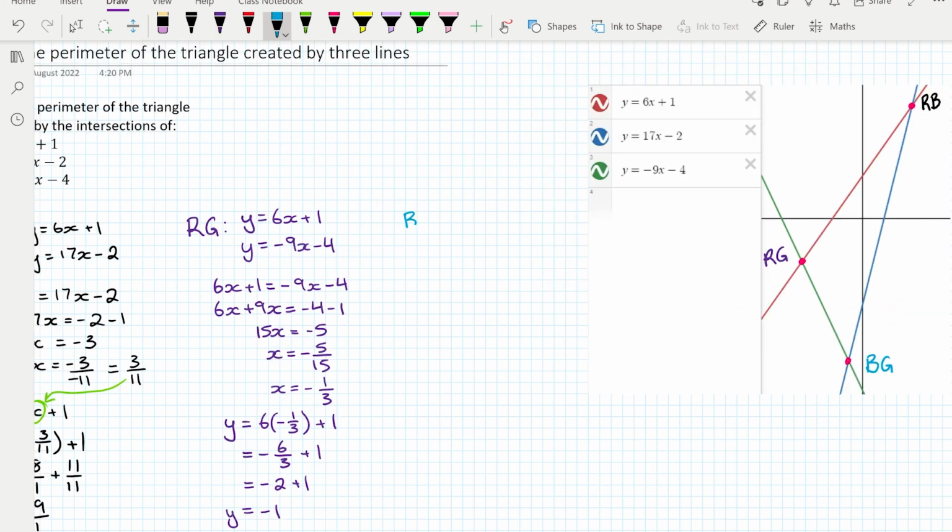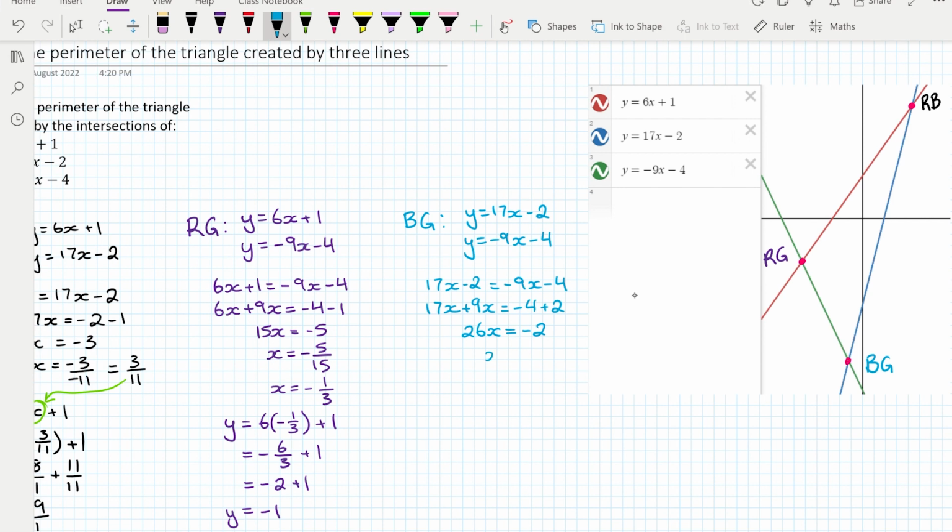Okay, so BG, that's going to be where the line y equals 17x minus 2 meets the line y equals negative 9x take 4. So the blue and the green line. So setting those equal to each other straight away, we get 17x minus 2 equals negative 9x take 4. Adding 9x to both sides, we'll have 17x plus 9x. And adding 2 to both sides, we're going to have negative 4 plus 2. 17x plus 9x becomes 26x. And negative 4 plus 2 is going to be negative 2.